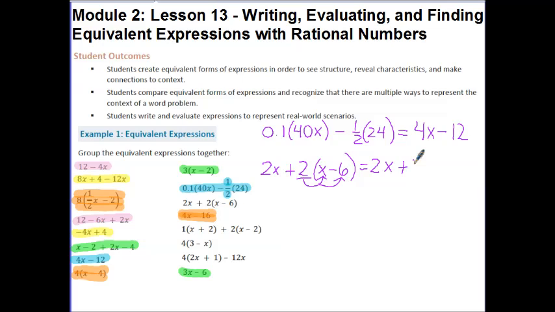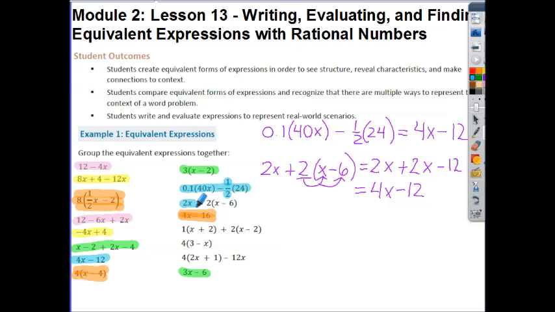That gives us 2 times x is 2x, and 2 times negative 6 is negative 12. And then I still have some like terms to combine, so we have 2x plus 2x gives us 4x minus 12, so that actually matches our previous question.